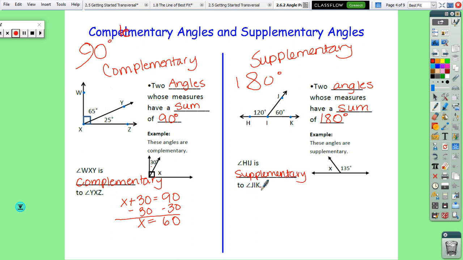to angle JIK. And again, in this one we've talked about before, this is a straight angle, and a straight angle has to add up to 180, so x plus 135 is equal to 180. If we subtract out our 135, we get 45 degrees. So our x up here is equal to 45 degrees.